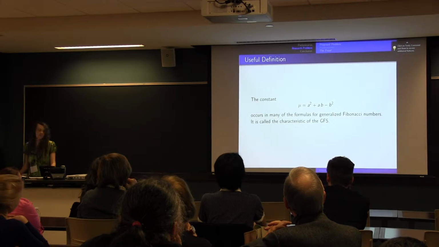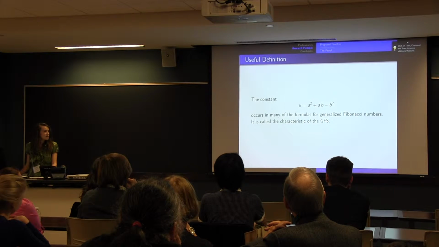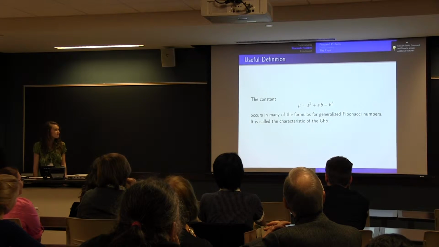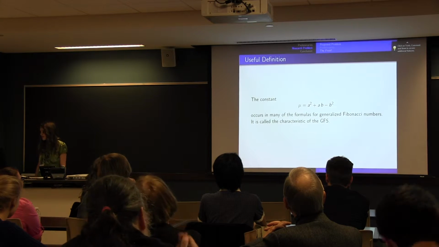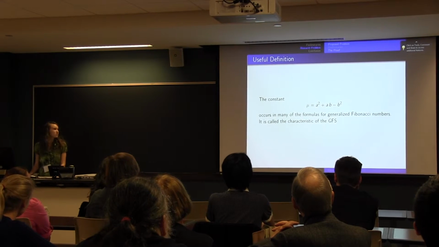Another useful definition is the use of the constant mu. Mu is equal to a squared plus ab minus b squared, and this occurs in many of the formulas for the generalized Fibonacci numbers and is a characteristic of the generalized Fibonacci sequence. And you'll see where it's used later on.